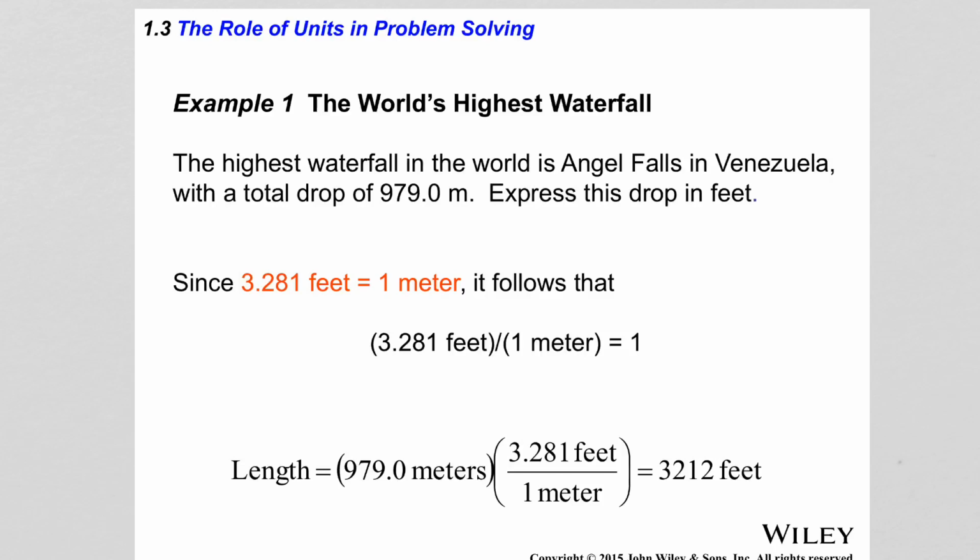So therefore, to do the conversion, I make the ratio of 3.281 feet divided by 1 meter. That should be equal to 1. So then if I multiply 979 meters by 1 and replace it with 3.281 feet divided by 1 meter, the units of meters here cancel out. Here they are in the numerator, here in the denominator. What's left is the new units, which is feet. And so 979 times 3.281 is equal to 3,212 feet.